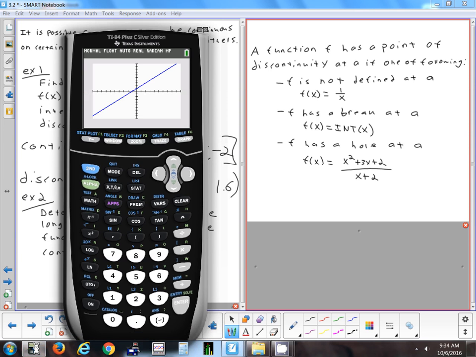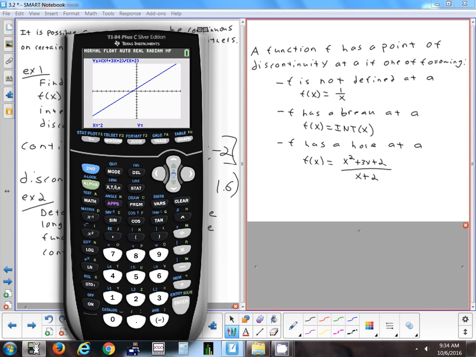If you try to trace to negative 2, watch what happens. Doesn't give me a y value. Any other number, if I trace to it, it'll tell me the y value. Okay, negative 2.01. We can even go 1.99. Or negative 1.99. But the problem is I just can't do negative 2.